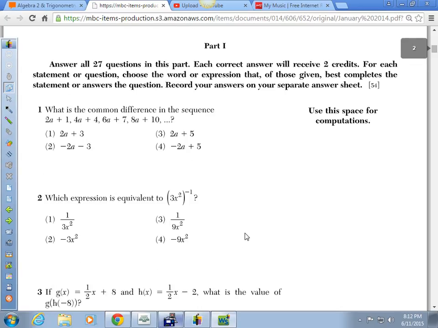Nice, easy way to start the Regents exam. What is the common difference? What do I have to add to 2a to get 4a? 2a. What do I have to add to 1 to get 4? So what do I have to add to 2a plus 1 to get 4a plus 4? 2a plus 3. Choice number 1.